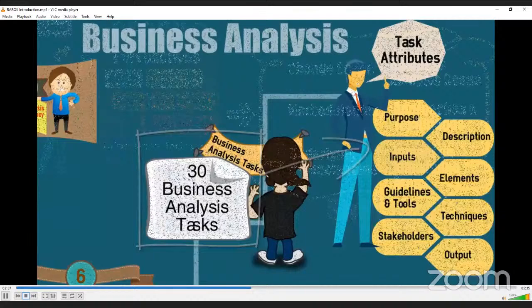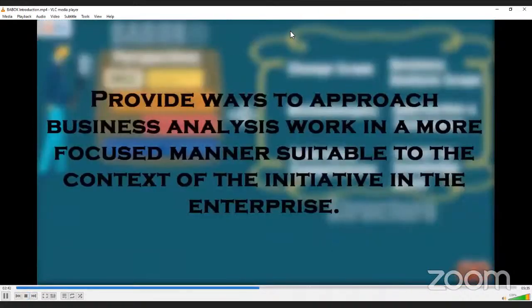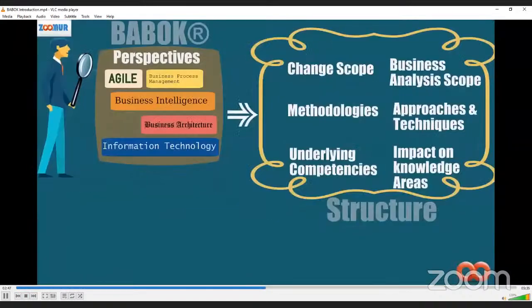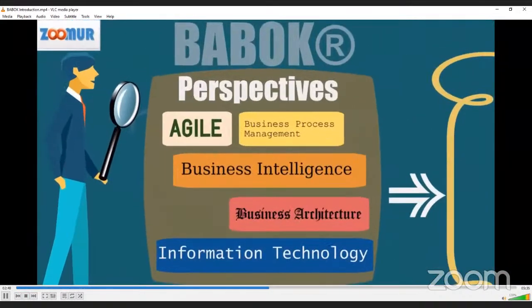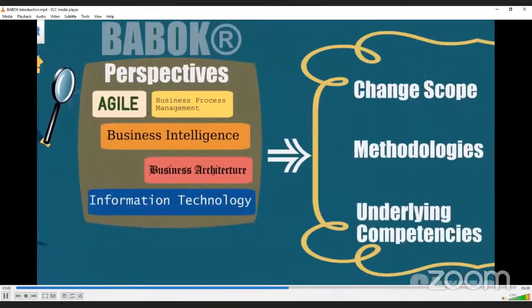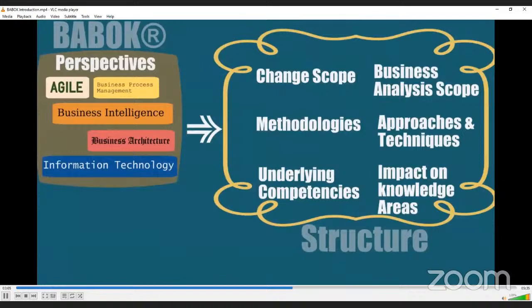Perspectives provide ways to approach business analysis work in a more focused manner suitable to the context of the initiative in the enterprise. The perspectives included in the BABOK guide are Agile, business intelligence, information technology, business architecture, and business process management. Any given initiative might employ more than one perspective. Perspectives have the following structure: change scope, business analysis scope, methodologies, approaches and techniques, underlying competencies, and impact on knowledge areas.